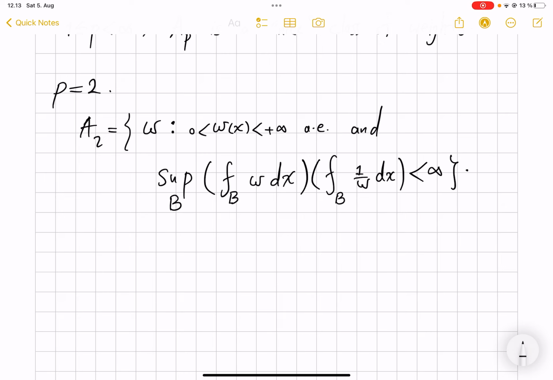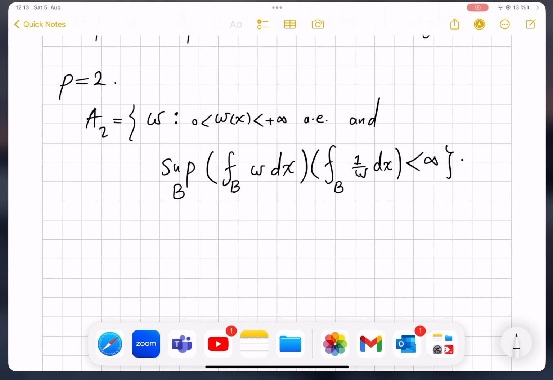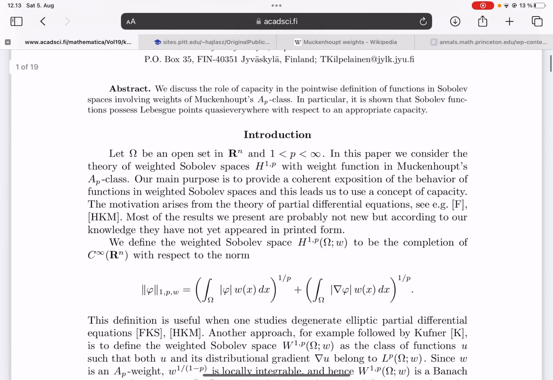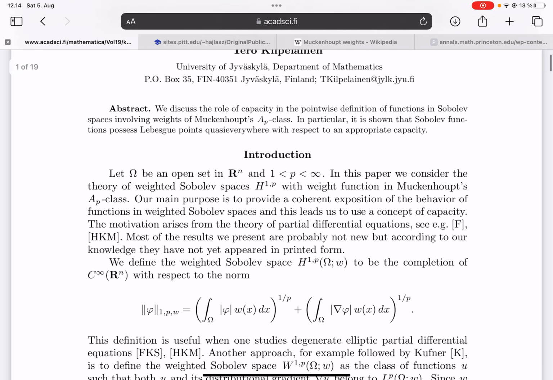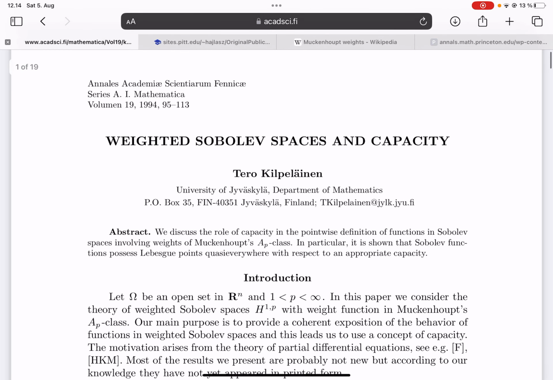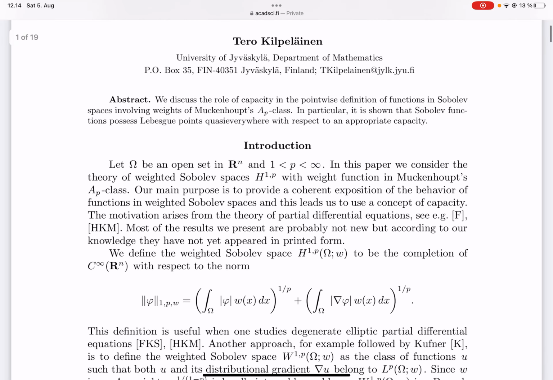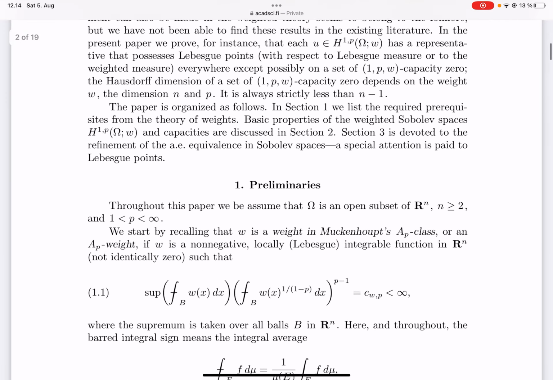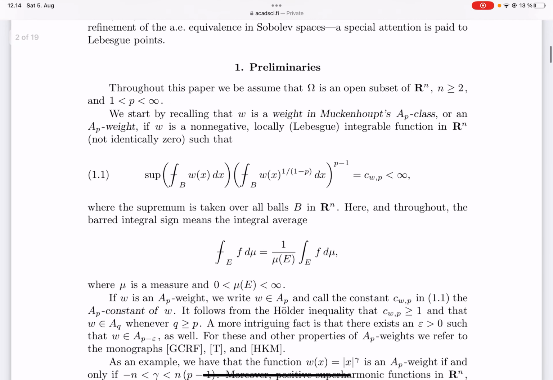So what is a general AP weight and why are they important? Instead of repeating and writing down from scratch, I decided to show you from some resources. So this very readable paper by Tero Kilpeläinen, who is currently the head of our department here in Jyväskylä, has a very graduate student-friendly introduction. And there, the Muckenhoupt weights are defined and some basic properties outlined.